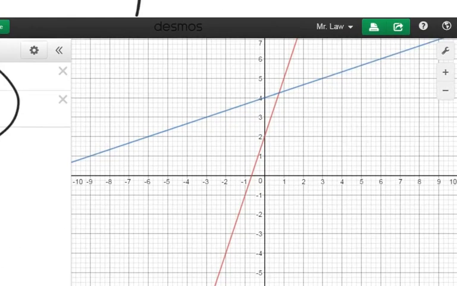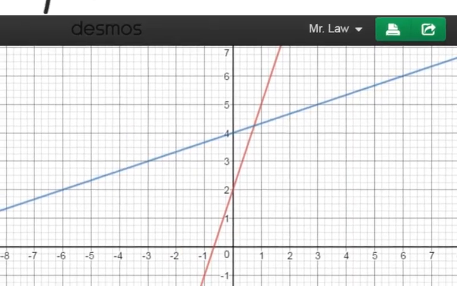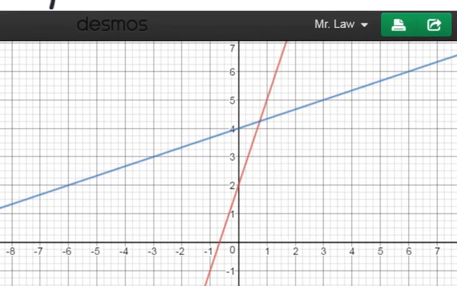So let's zoom in, and I'm going to first analyze the blue line. As you can see, the y-intercept is 4. Instead of saying y-intercept, I'm going to use its variable, and the variable is b. So let's point to that. Next, I want to find the slope of this line. I'm going to choose any 2 points. Let's choose these 2 points.